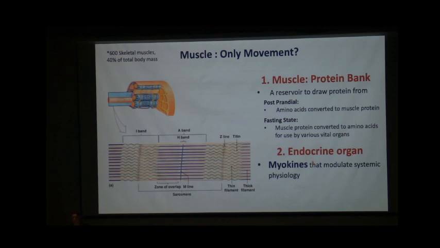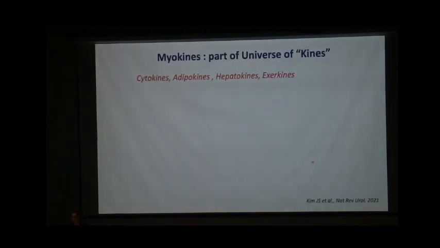Not only this, muscle is also an endocrine organ, as it produces different kinds of kines, called myokines, that modulate systemic physiology and become mediators of crosstalk between muscles and other organs. So today's topic is myokines in sarcopenia. For many of you it is a new term, but don't feel scared. It is also part of the kines world.